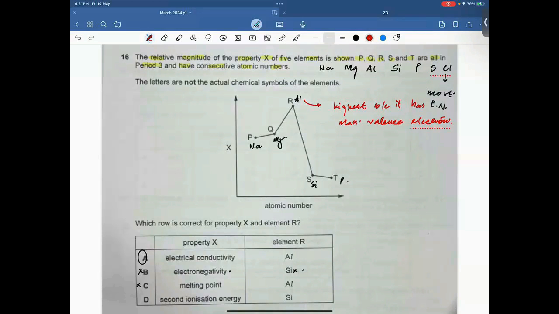Across the period, ionization energy increases, which means chlorine has the highest first ionization energy. So if it has the highest first ionization energy, this must be chlorine. But obviously the second ionization energy of chlorine is also highest, which means option B is also incorrect. Okay. Question number 17.